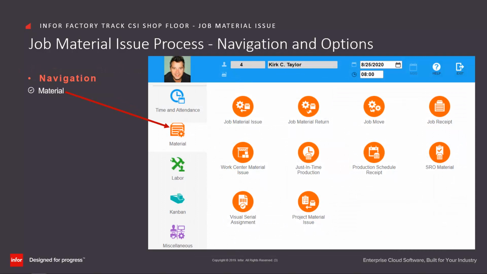To start the Job Material Issue process, from the Factory Track Shop Floor's Work Center navigation homepage, click on the Material Category Group menu. Then click on the Job Material Issue icon. Note that the order of the features within the material menu is configurable.